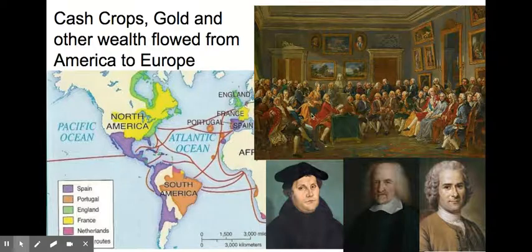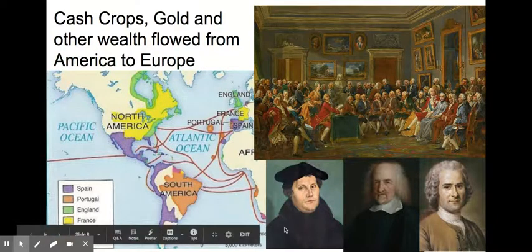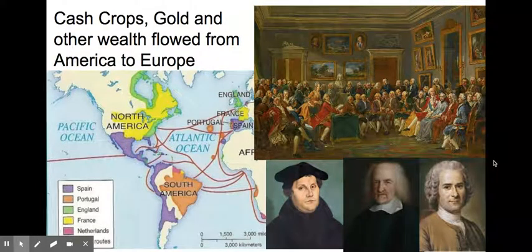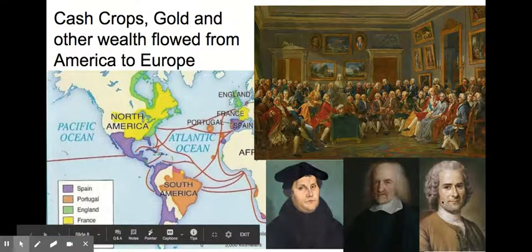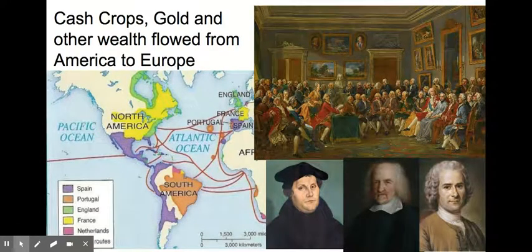And you have the change of culture, where in the 1500s, you have Martin Luther questioning religion, and then in the 1600s, you have Thomas Hobbes questioning government, and in the 1700s, you have Rousseau questioning the nature of man and state and countries and citizenship. These people would not have had time or money to do these things without the wealth, cash crops, and gold that was stolen from America and Africans.